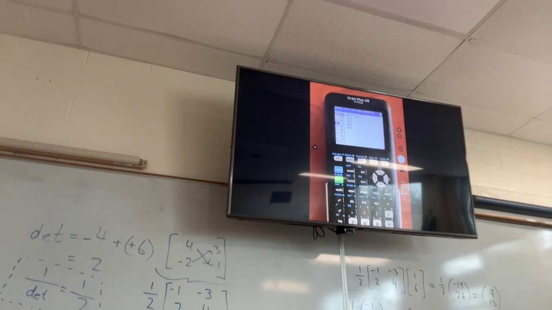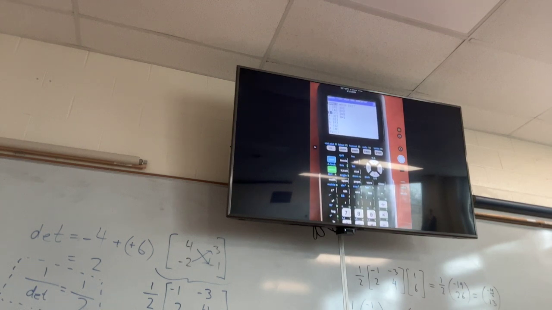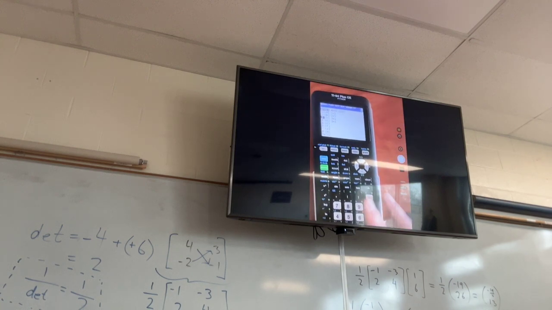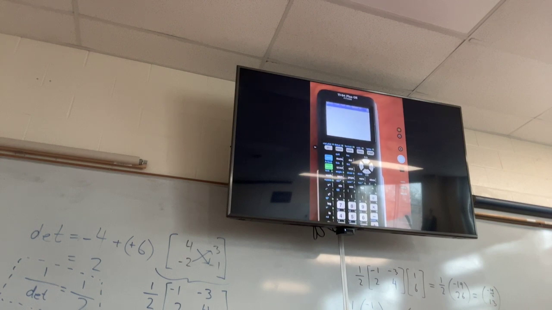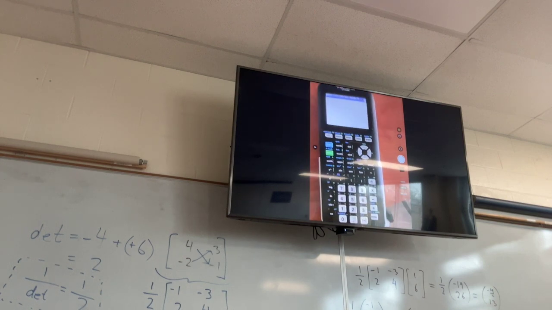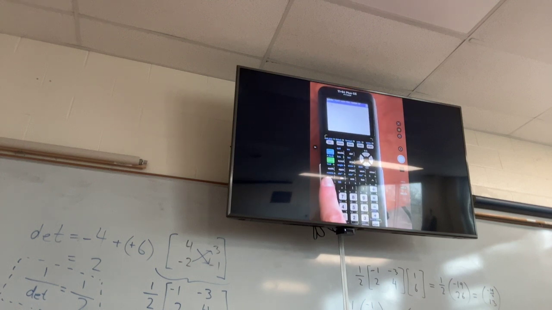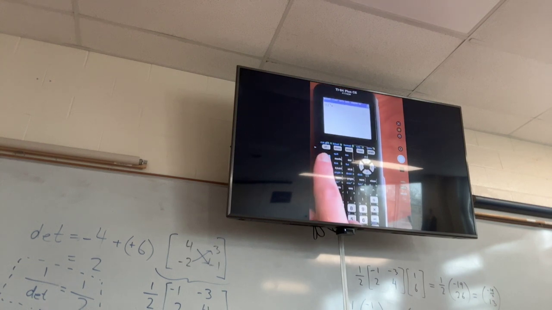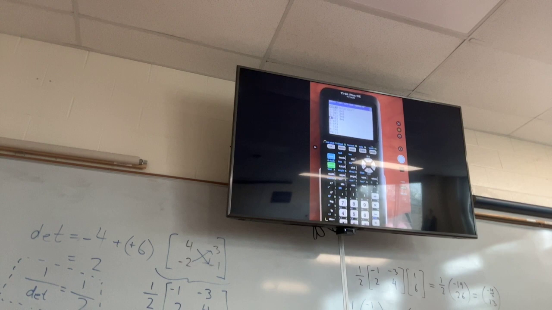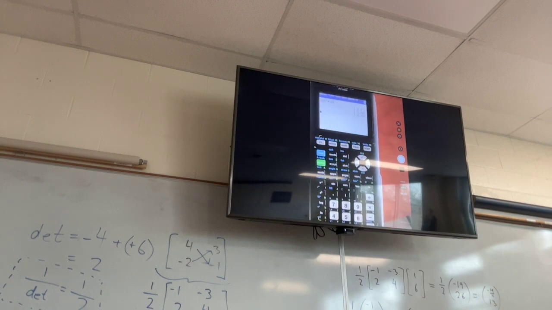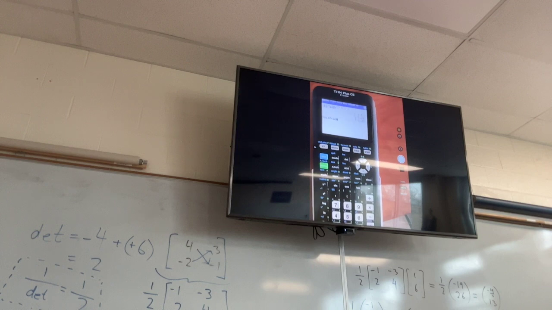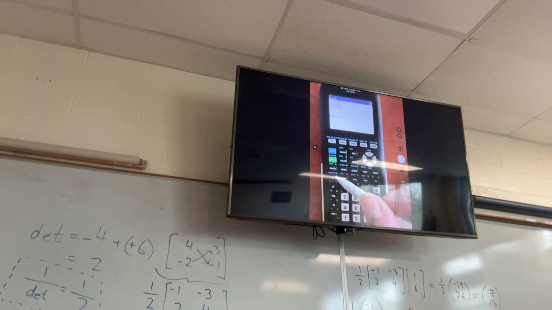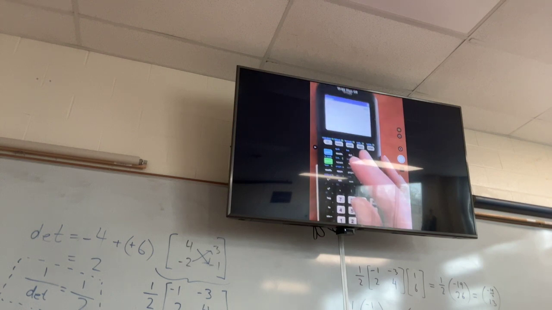Yeah. So I'm on the second matrix, now I'm under the names menu. I'm just going to go down to C, hit enter. I don't want C though, I want C inverse. So I'm going to hit the x to the -1 button. And then we're going to do times second matrix. There you go. I like fractions better than decimals.